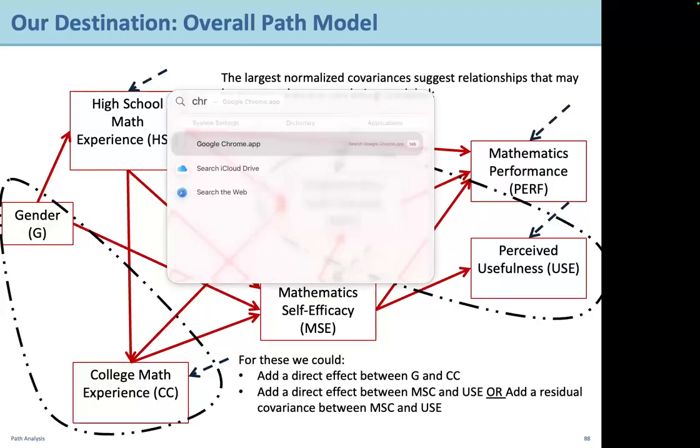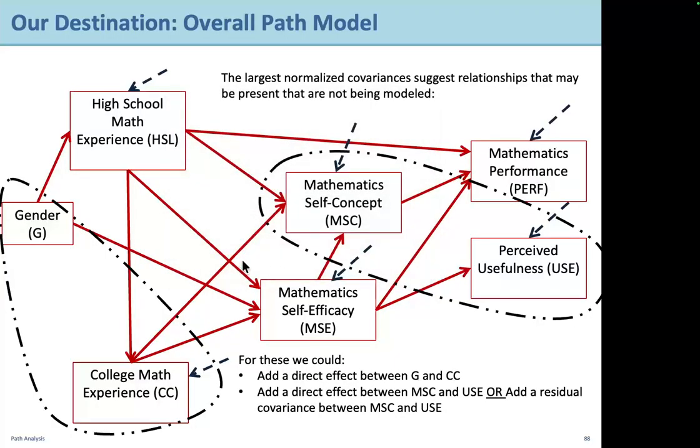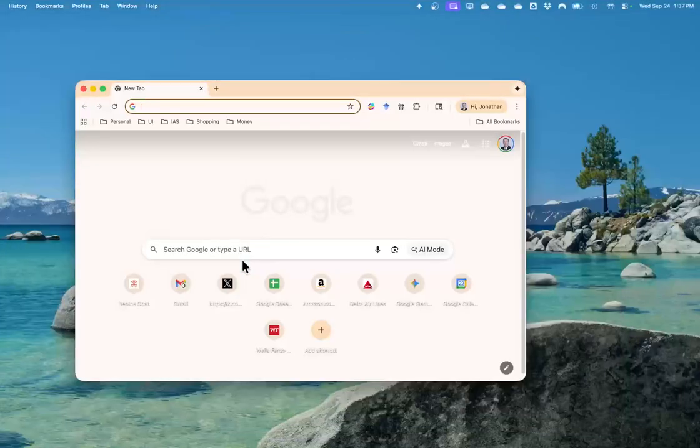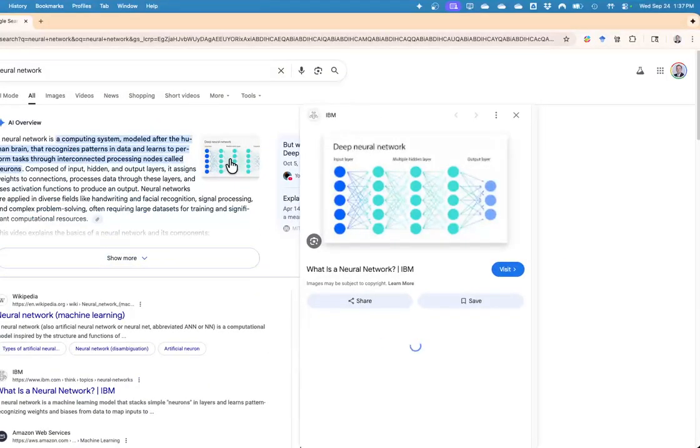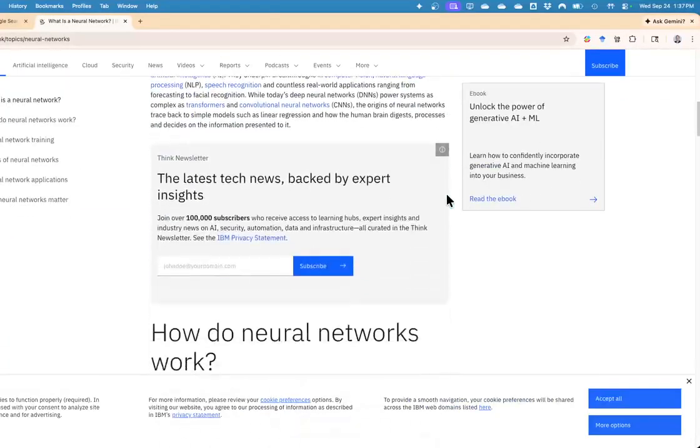Let's bring up Chrome, put it on the right screen. Just get a neural network here. Here we go. Just want a nice little picture.